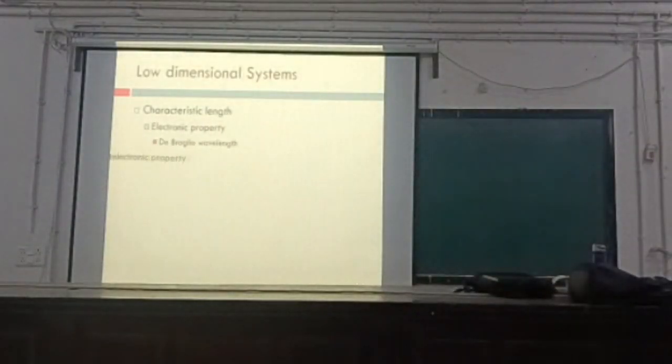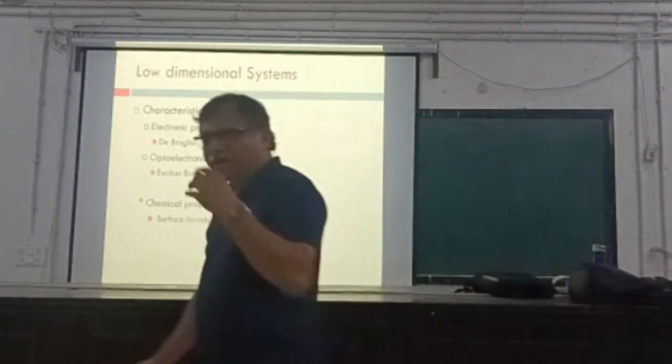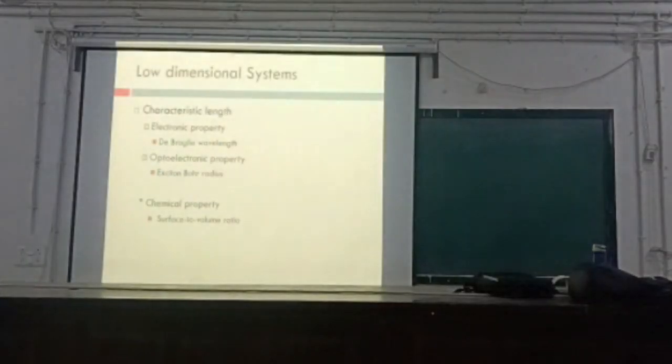What do you mean by low dimension? Low, high, big, small, these are all relative quantities, right? So when you are talking about low or large or small, you have to refer to some characteristic level. It actually depends on different property. If we talk about electronic property, the de Broglie wavelength is the characteristic level. So if your system size is a few orders of magnitude larger than the de Broglie wavelength, then the electron does not feel the surface. Okay?